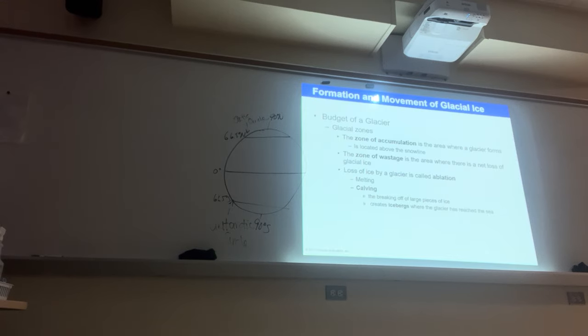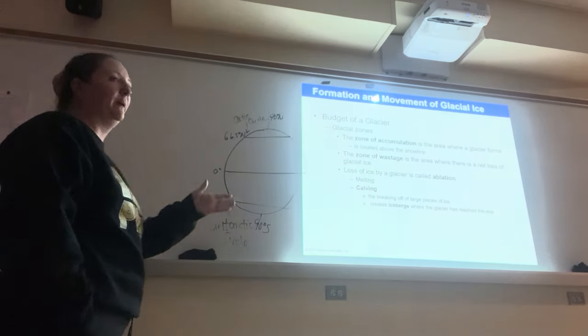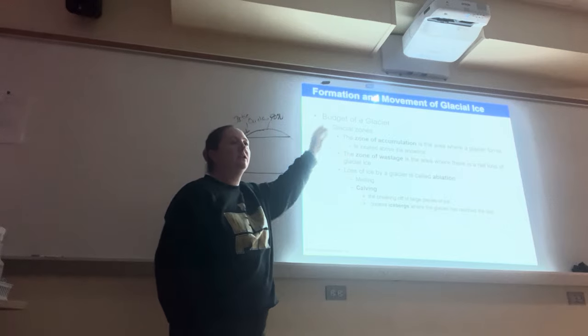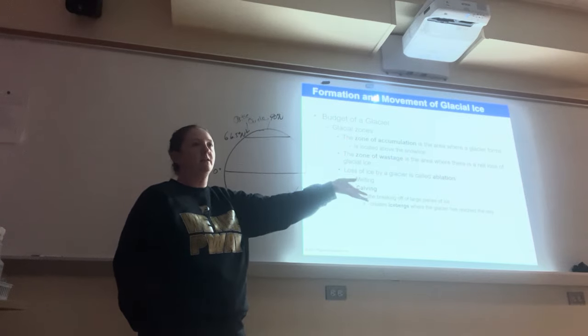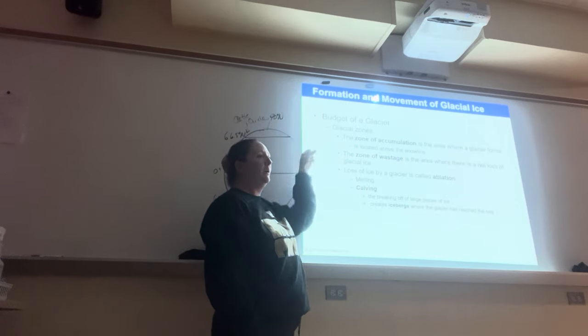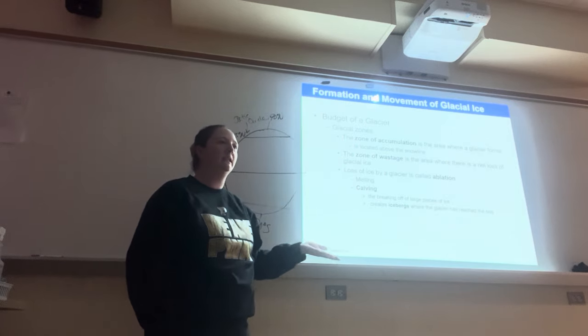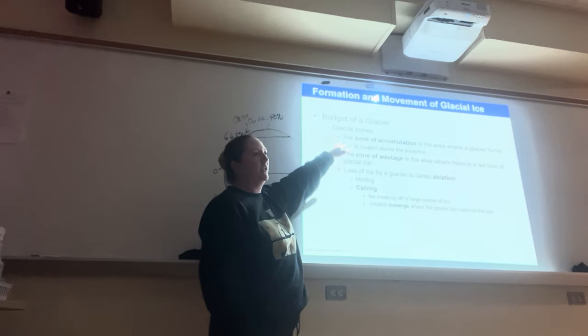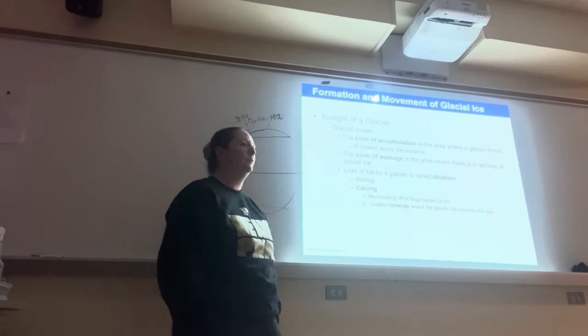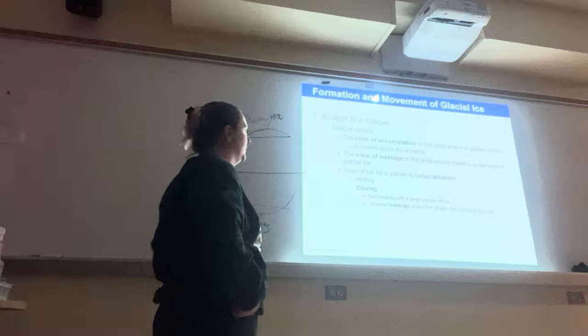The glacial movement is going to be determined by the budget, just like any account. If you're adding more than you're taking away, the balance will grow. So if you have more accumulation than you have wastage, the glacier will advance in size. It will appear larger than it was before. If you are taking away more than you're putting in, your balance is going to decrease. So if you have more wastage than you have accumulation, the glacier will appear to get smaller in size. It will move backwards or retreat, so to speak.